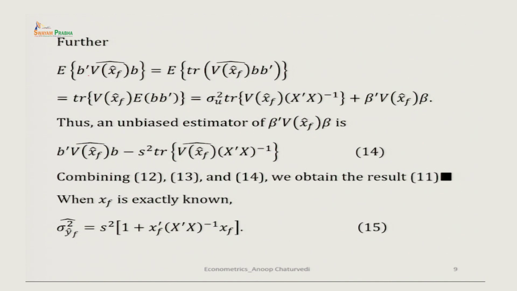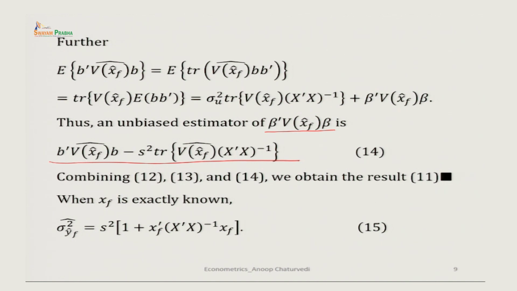Further, the expectation of b' V̂(x̂_f) b is equal to the expectation of trace of V̂(x̂_f) b b'. Then you have trace of V(x̂_f) times expectation of b b', and the expectation of b b' is equal to σ²ᵤ (X'X)⁻¹ plus ββ', and then you can write trace of V(x̂_f) ββ' equal to β' V(x̂_f) β. And the first term is σ²ᵤ trace of V(x̂_f)(X'X)⁻¹. And from here we obtain an unbiased estimator for β' V(x̂_f) β as this term.